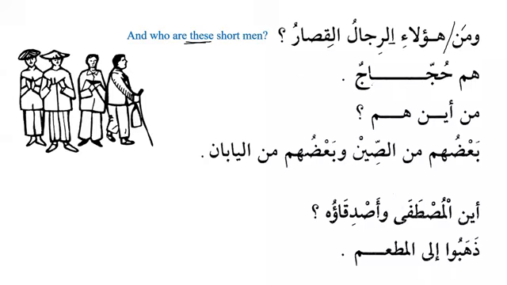Hum hujjajun. So rajulun, and the plural is rijalun, qasirun, and the plural is qisarun. Similarly, we have hum subject and hujjajun. Hujjajun is the plural of hajjun. Hajjun singular pilgrim, and hujjajun, they are pilgrims. So he says they are pilgrims. Min ayna hum, where are they from? And now we have special mudaf over here. Some of them are from China and some of them are from Japan.